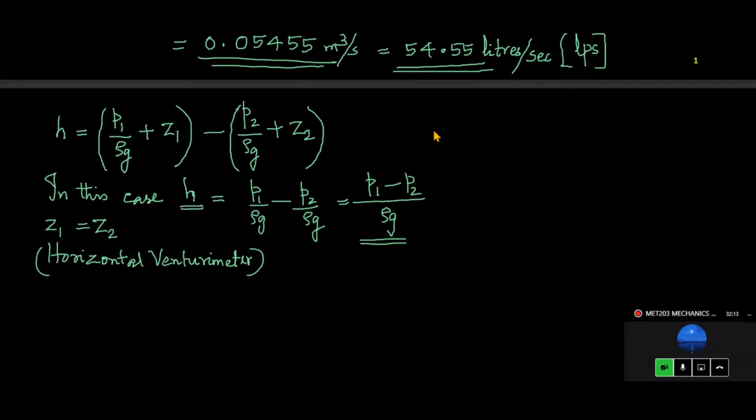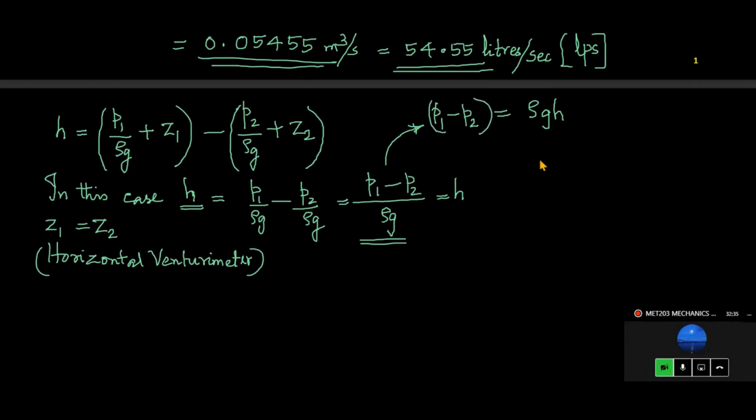Okay, so P1 minus P2 in this case, if you want that pressure intensity difference in terms of Pascal, P1 minus P2 will be rho g into H. See this one, from this, this value is your H. So that's why P1 minus P2 is rho g h in this case.